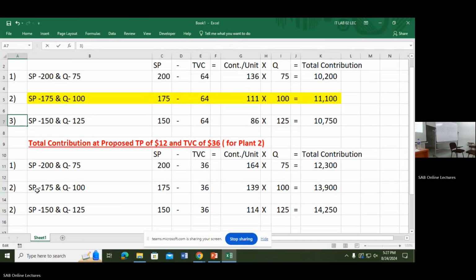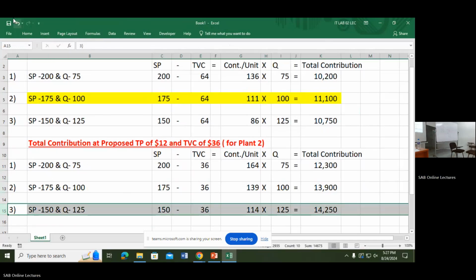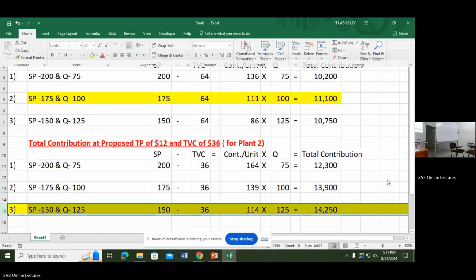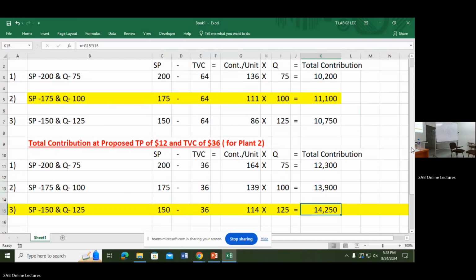Why? Now for the proposed one, the total contribution is 14,250. This proposed pricing method gives the actual contribution to the company as well, because the actual variable cost to the company is plant 1 12, plant 2 24. So when the plant 2 manager's proposal is accepted, they will go for the third scenario that will actually maximize the company contribution.